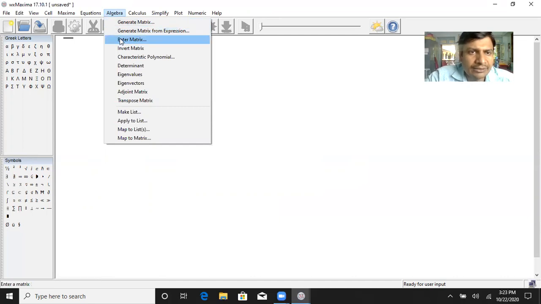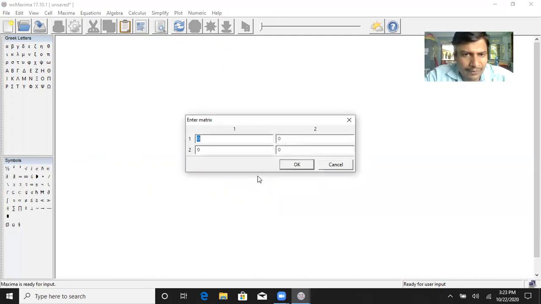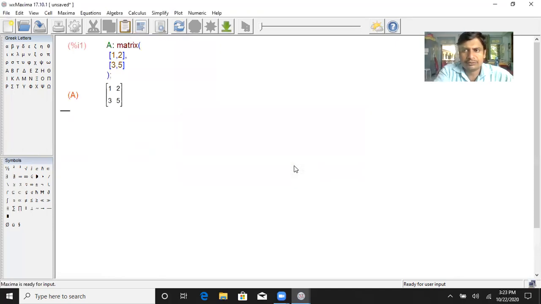Enter the matrix. Then here 2 rows and 2 columns. The matrix name is A, the capital A. Then okay. Assign the values 1, 2, 3, 5, then okay. A is the one matrix.